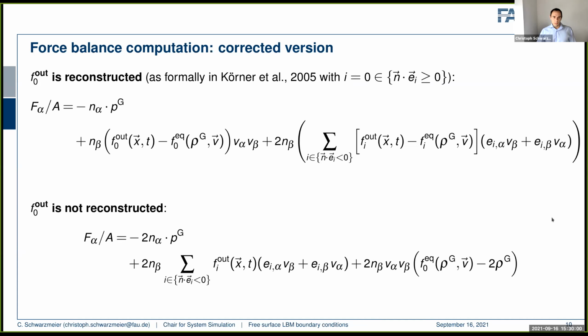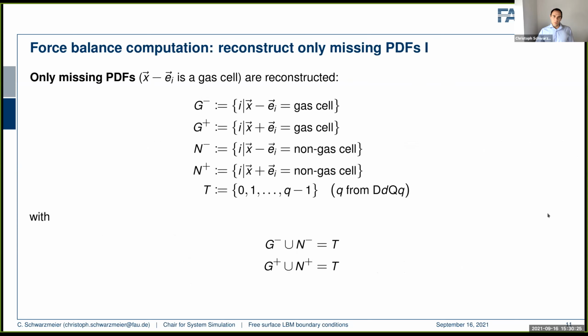So these error terms, as you can see, are dependent on various things. So it's really hard to make a general estimate of which error is larger or smaller. But anyway, the authors initially argued that we reconstruct more PDFs than are actually missing, only due to the fact that force is only balanced if we do it that way. However, as we have seen now, force is not balanced in any of these approaches. So let's say, why not only reconstruct those PDFs that are actually missing?